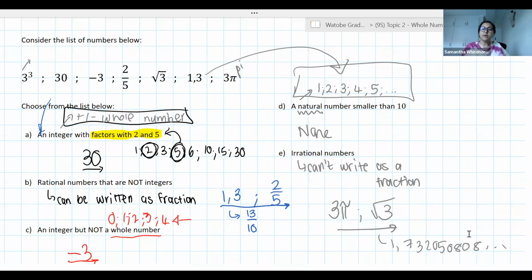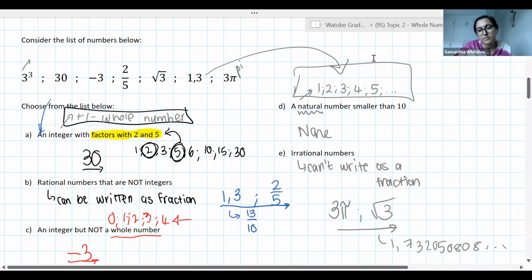Right, Manindle, do you have a question? Yes, ma'am. So, ma'am, for the irrational number, since it's never ending, can you also call it an infinite? Yeah, you can. Thank you, ma'am. That's perfect.